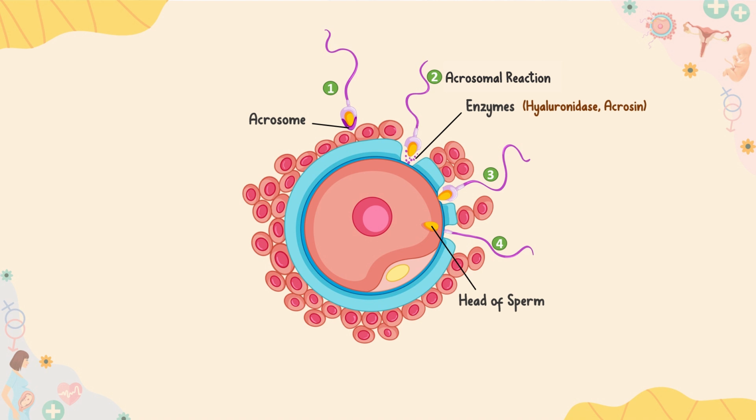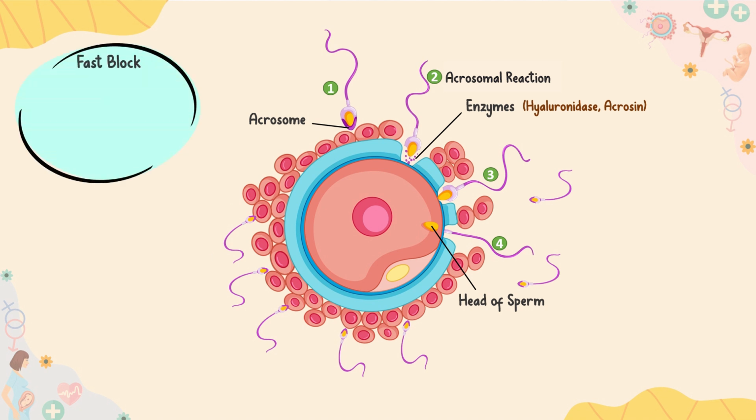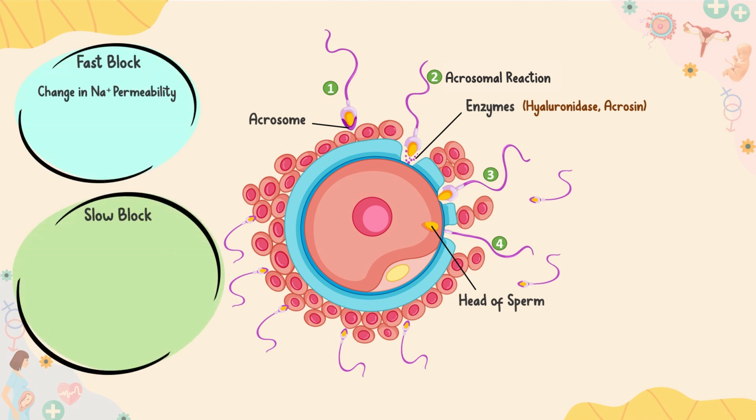Well, it is necessary to prevent polyspermy, which is the penetration of more than one sperm, because that would result in overload of genetic material, which is of course abnormal. So, to block the entry of another sperm into oocyte, there are two mechanisms. These are the fast block, which is the electrical barrier, and the slow block, which is in fact a mechanical barrier.